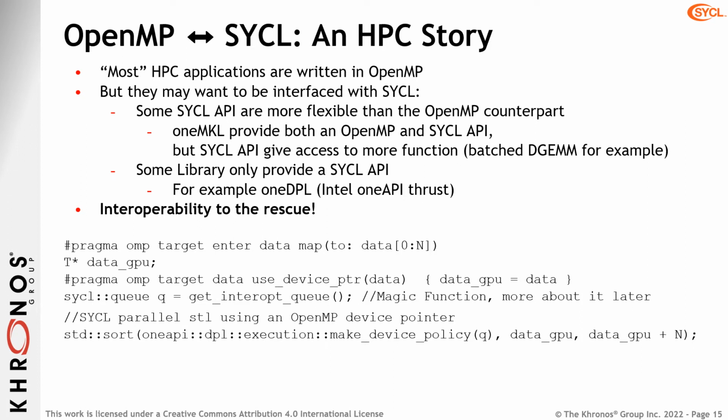In HPC, the majority of applications are using OpenMP, but some applications may want to be interfaced with SYCL. For example, for some libraries, the SYCL API is richer than their OpenMP counterpart. One example is the oneMKL library, which provides both an OpenMP and a SYCL API. But the SYCL API gives us more flexibility and more access to some functions. For example, batch gemm is only available in the SYCL API.